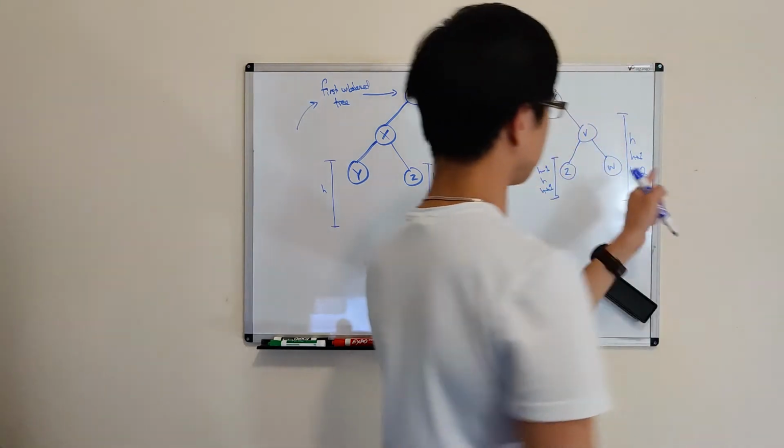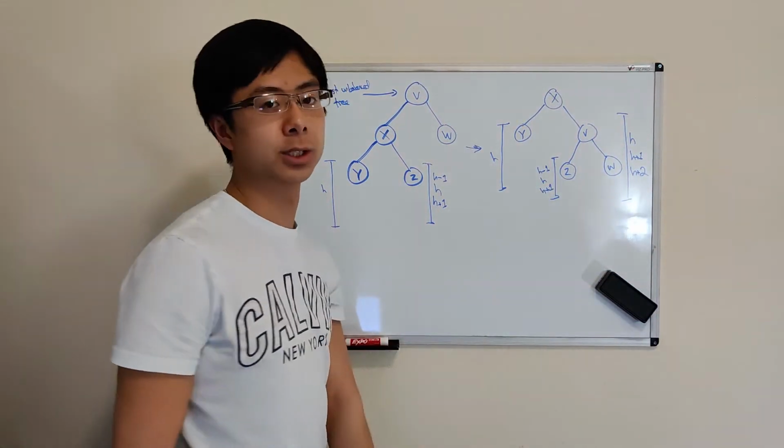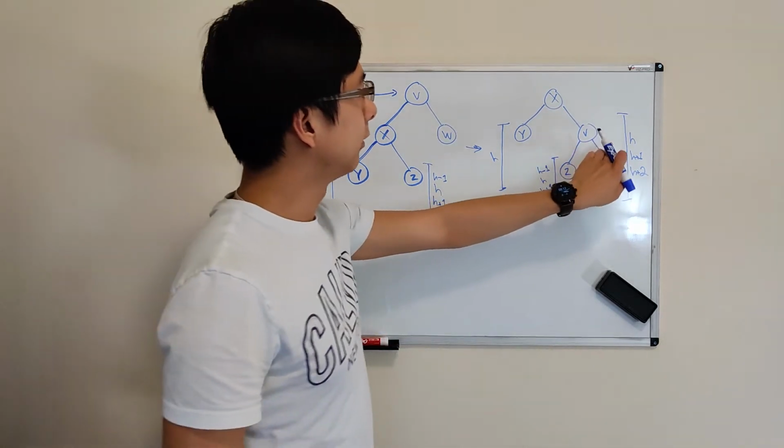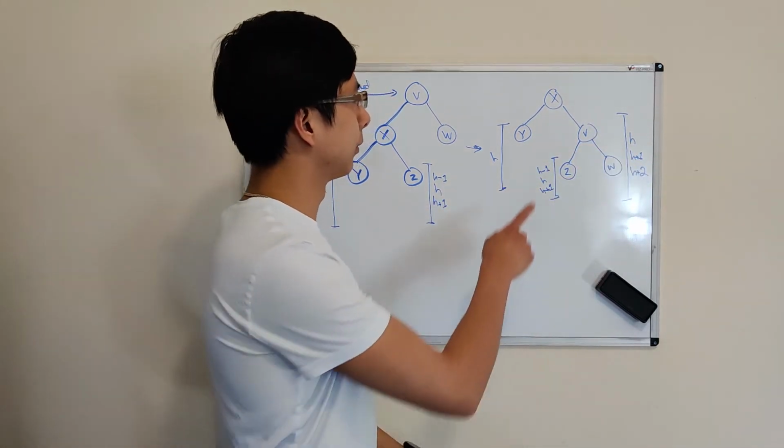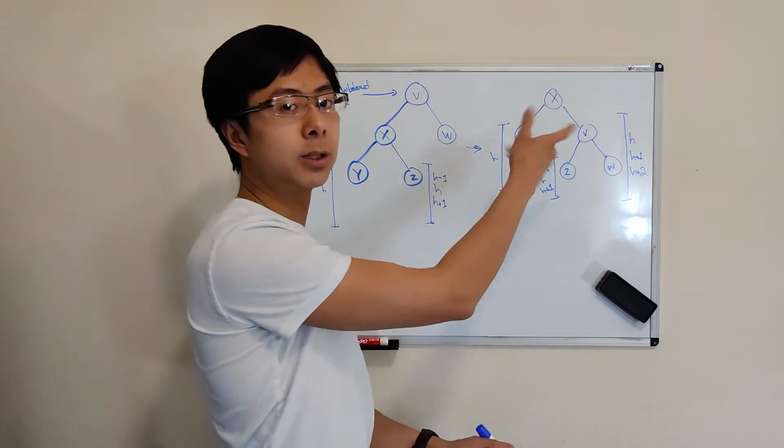All right, and hopefully that makes sense. You're just adding 1 to each of these three options here. Now, if V's height is H and Y's height is H, then X is balanced because they're both the same height.